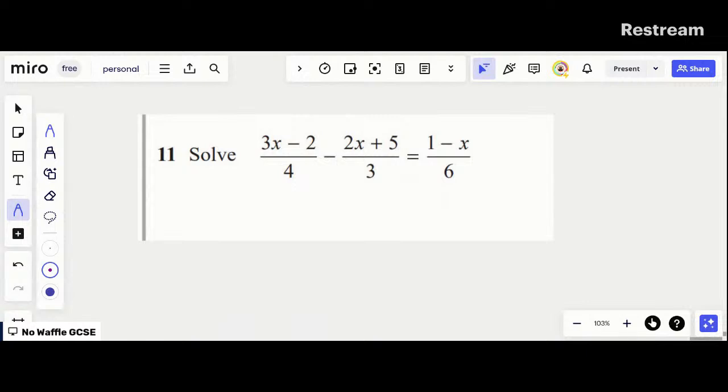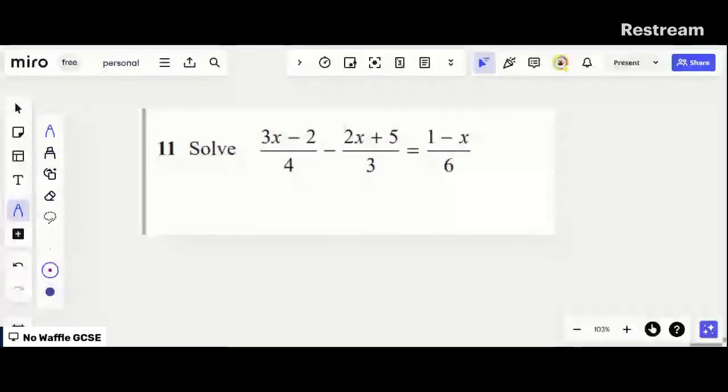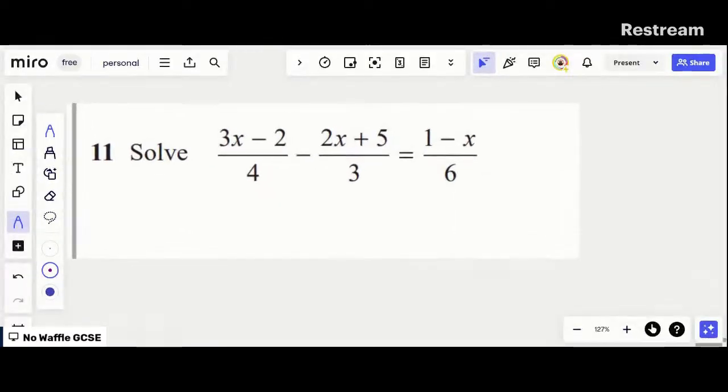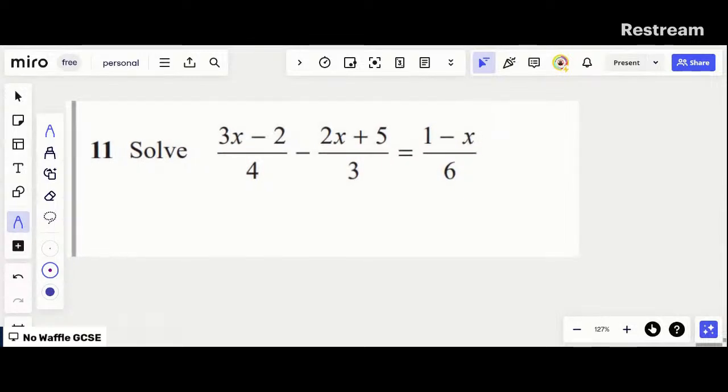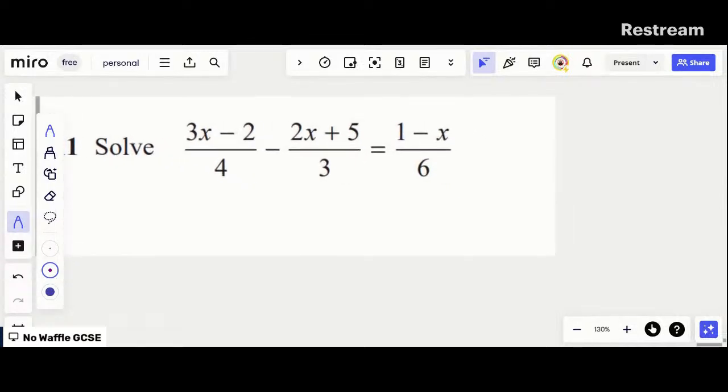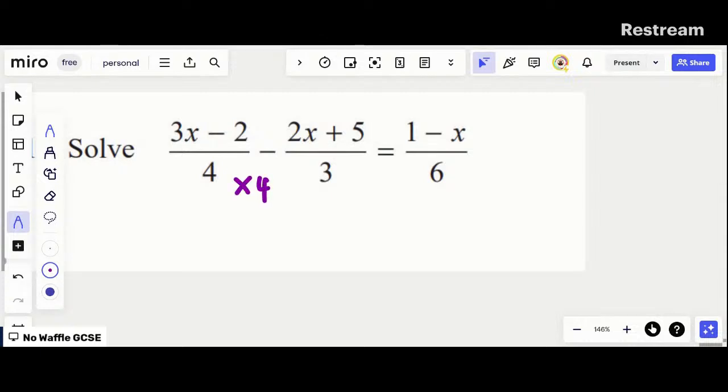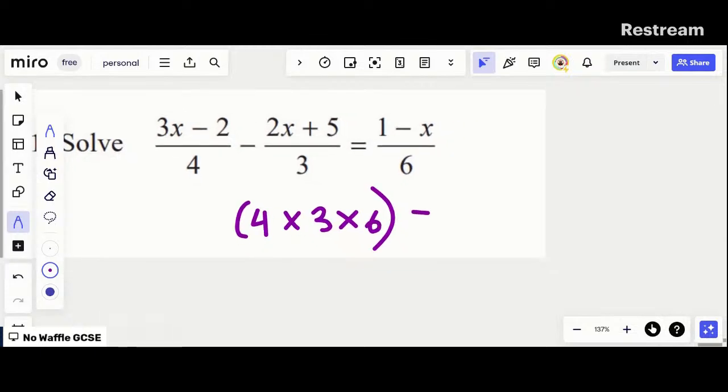So let's answer this one. First thing, as I said, we want to try and do is get rid of the fraction part of this. So how do we get rid of the fraction part of this? We want to multiply everything by a number that will get rid of it. So if we multiply this fraction by 4, we know that will get rid of that. If we multiply this fraction by 3, that will get rid of that fraction. And if we multiply it by 6, that will get rid of that fraction. So if we multiply everything by a number that is a multiple of 4, a multiple of 3, and a multiple of 6, which is 72. But let's see if we can reach an easier number.